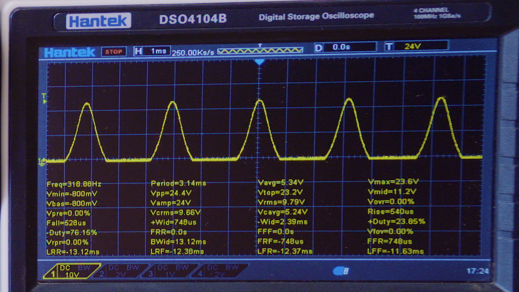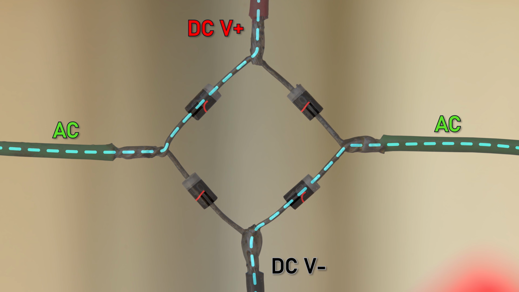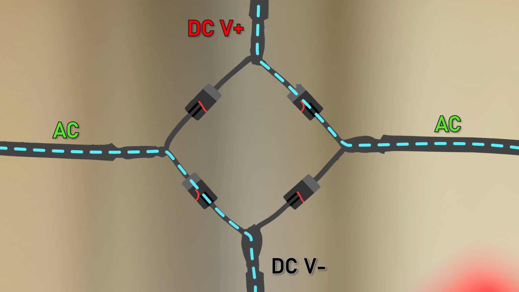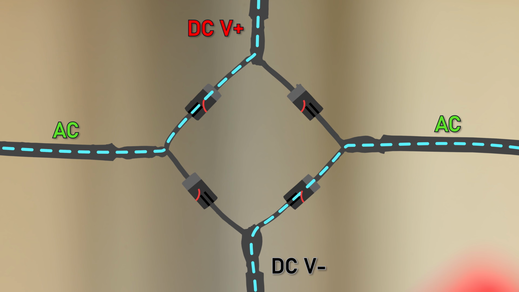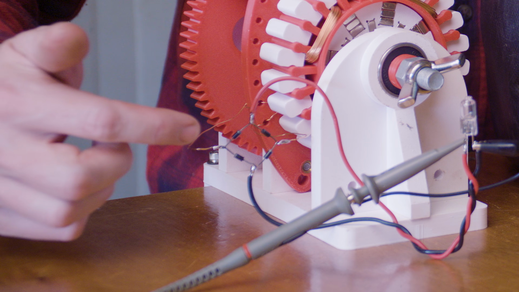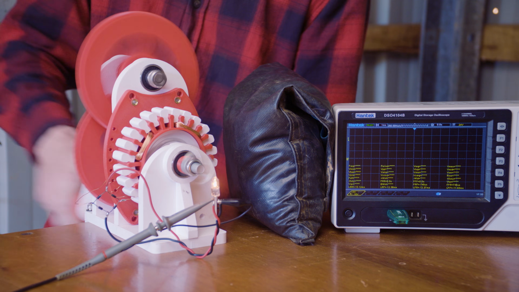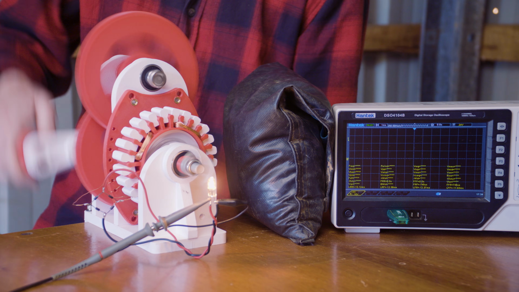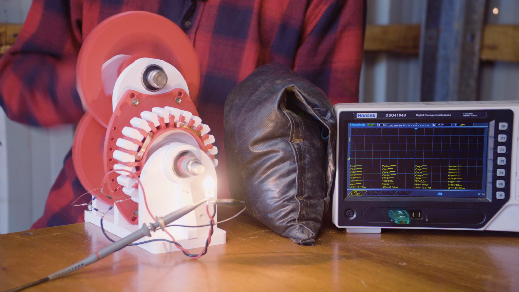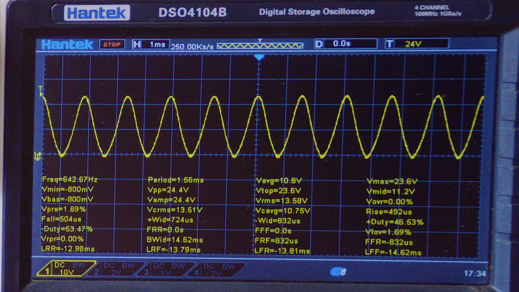This configuration is known as a half-wave rectifier, so maybe we need a full-wave rectifier, also called a bridge rectifier. This clever configuration uses 4 diodes to ensure that during both the positive and negative periods of the wave, current will flow to the DC positive output and from the DC negative output. Let's try one in our generator. That's a lot better. Now we're getting all of the power out as direct current.